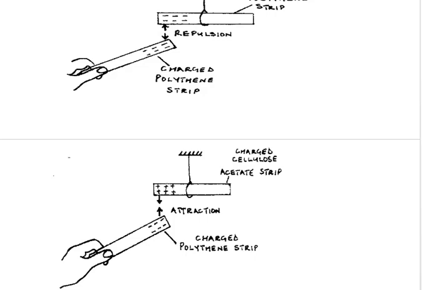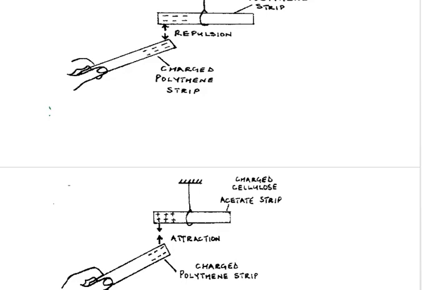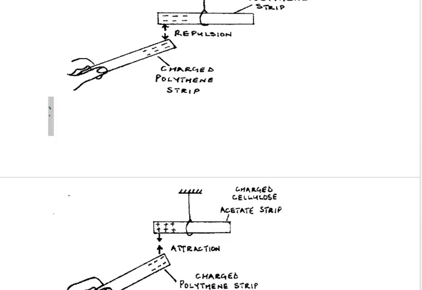Now what we have here is two negatively charged polyethylene strips. If they are brought closer to each other, the result is repulsion. So we say like charges repel.